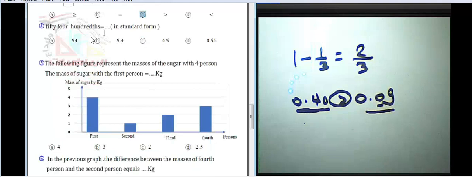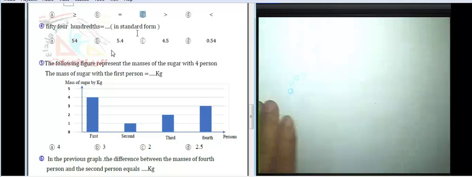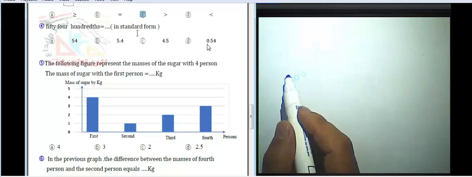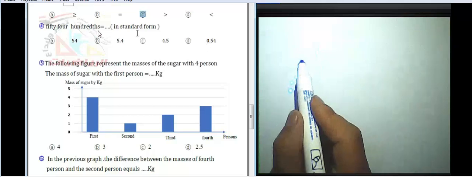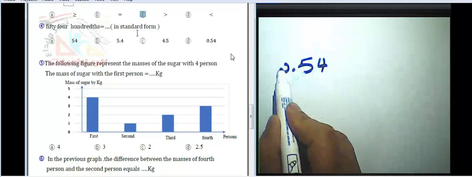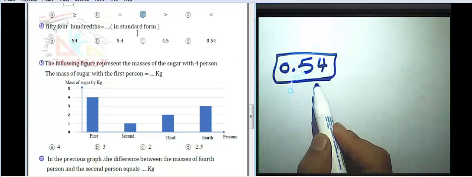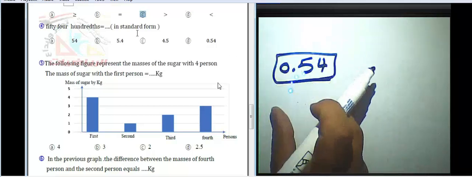54 hundredths in standard form, 54 hundredths, right? 54 hundredths, letter D. Write the point after 2 digits because it tells us 54 hundredths. It means 54 divided by 100. It will be 54 hundredths.